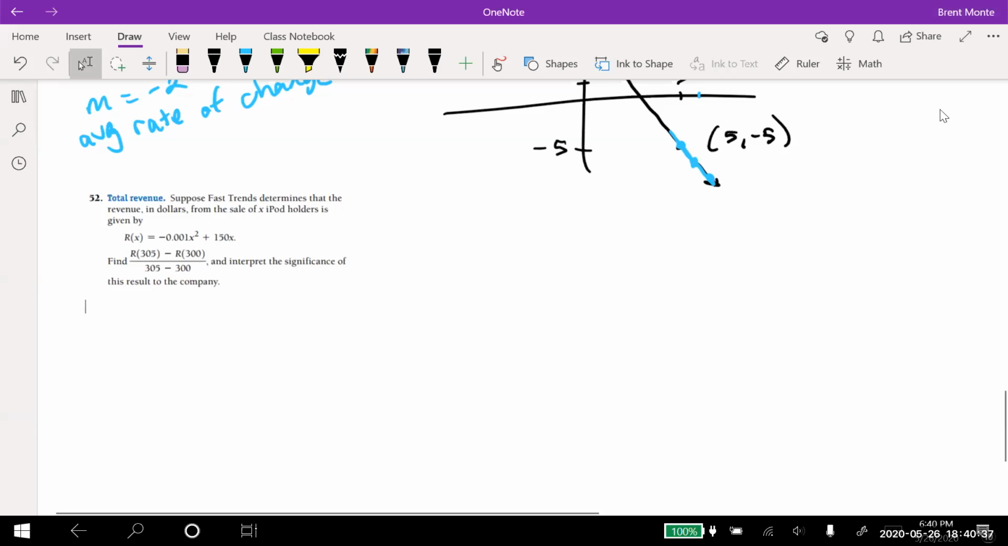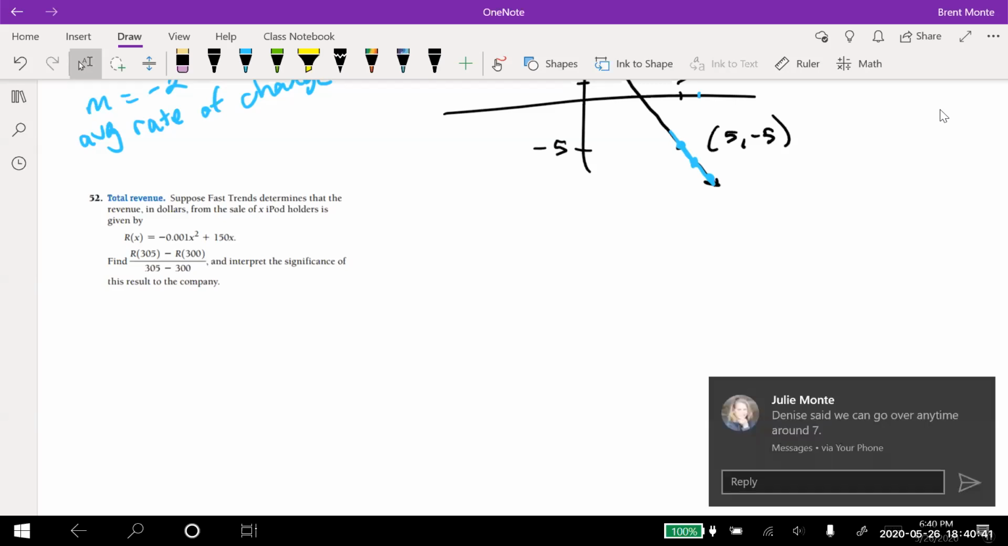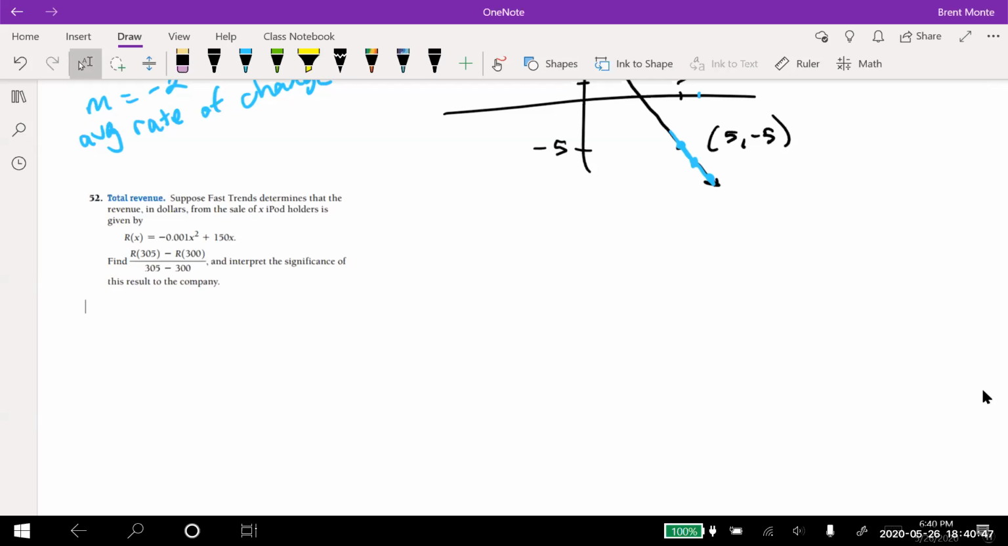Okay, so let's go ahead and do this. Total revenues, problem 52 from that section. Suppose Fast Trends determines that the revenue in dollars from the sale of x iPod holders is given by R of x, and they give us that. And then they say, find and interpret the significance of the result to the company.